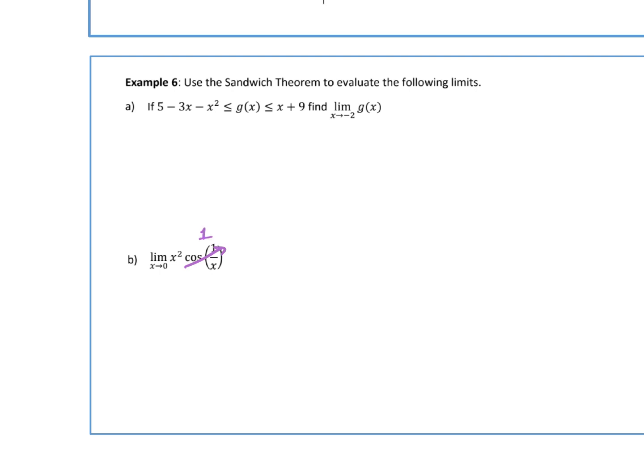So then my function now is x squared. And then I can come back and do it again, say, well, you know what? The lowest value is negative 1. So then my lower function is negative x squared. And we'll get to that in a second. Let's do the top one real quick.